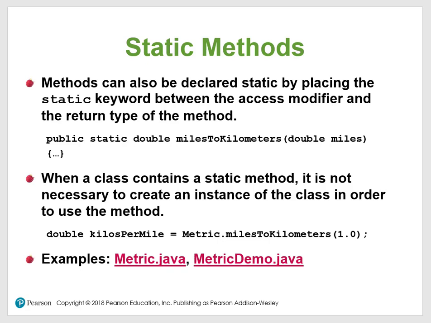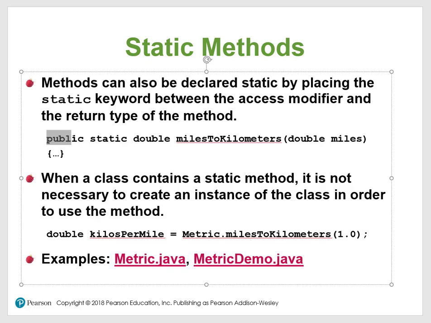A method can also be declared by placing the static keyword between the access modifier and the return type of the method. If you recall, in the past you did public, and then double, and that's what you would do to write the method. Now you put in the static word in front of it. This makes it into a static method.